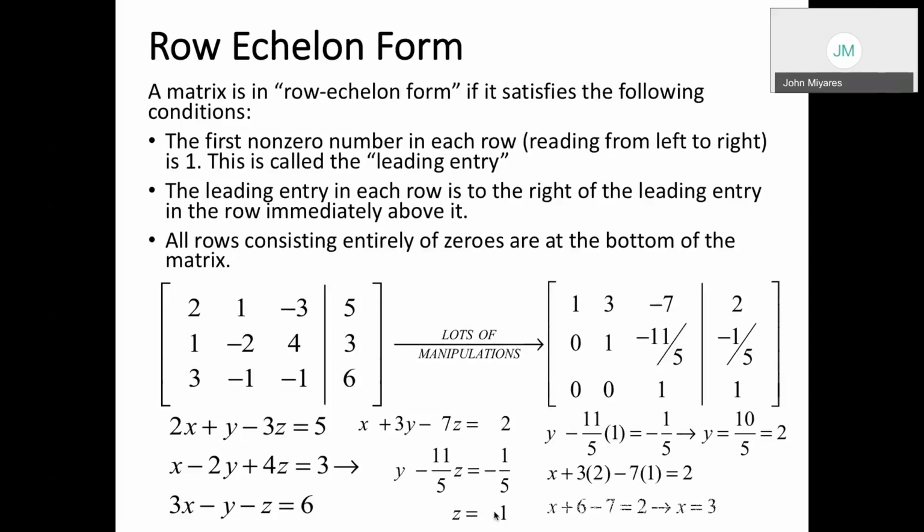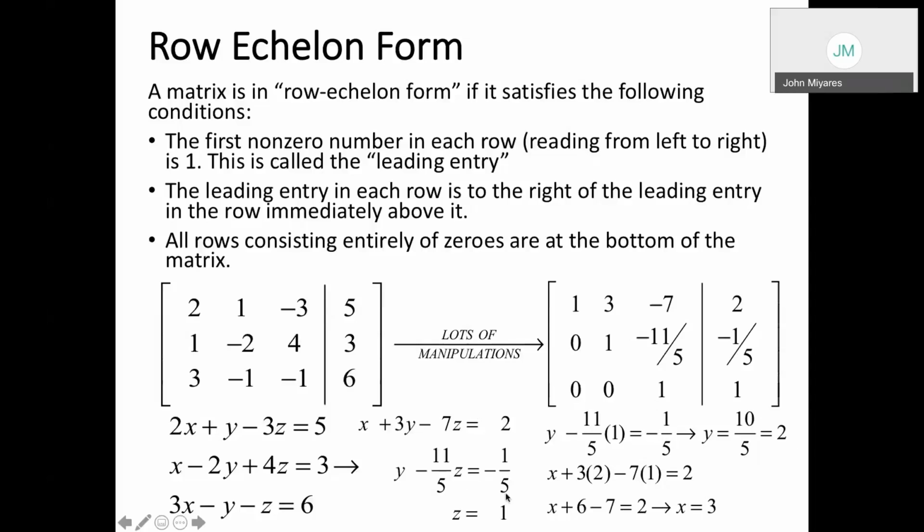Simplifying that a bit will get you x plus 6 minus 7 equals 2, or when you combine the 6 minus 7, you get x minus 1 equals 2. Adding 1 to the other side will get you x equals 3. So my final answer to this system here, I've got x equals 3, I've got y equals 2, and I've got z equals 1.